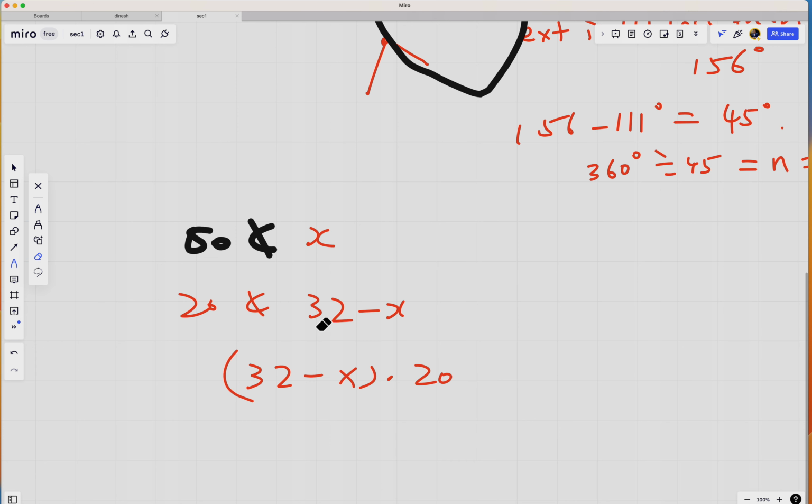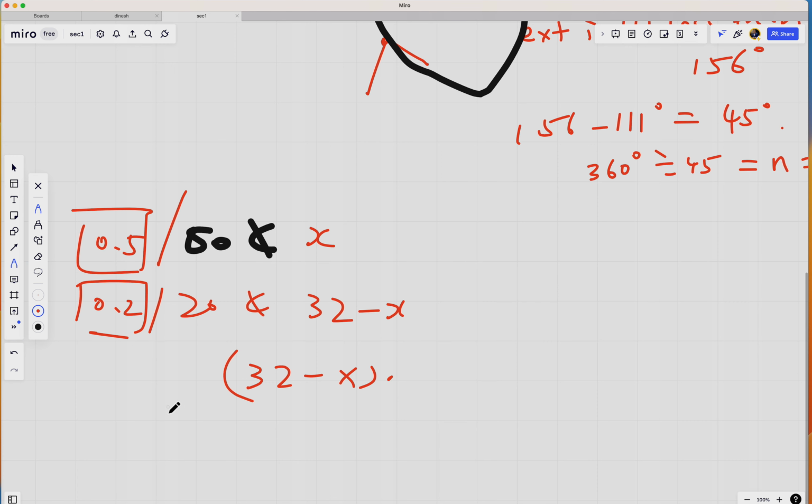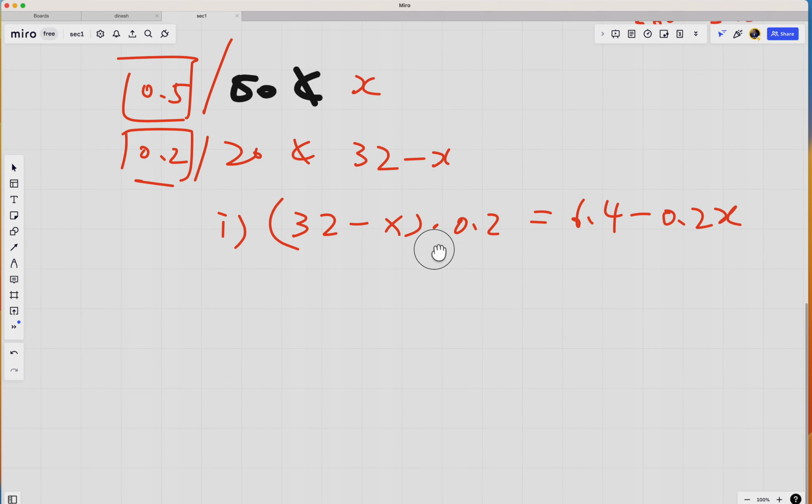So once I see it's in dollars, then I will make it 0.5, 0.2. It seems better for me to choose this because they want it in dollars. So X times 0.5 plus 32 minus X times 0.2. This is the part 1 answer. Of course you need to open up and simplify. So when you simplify, this is 6.4 minus 0.2x. That's 1 mark.